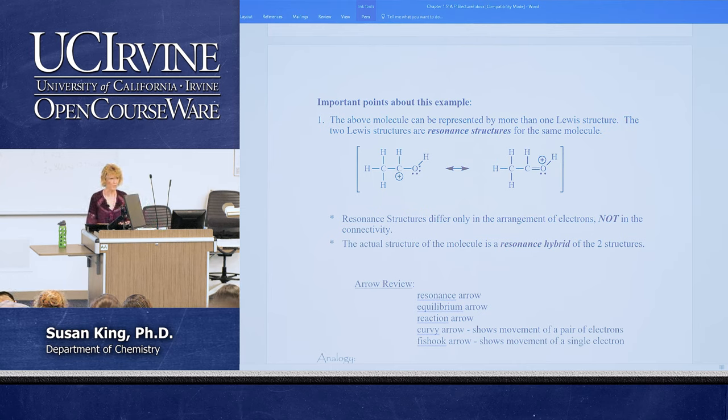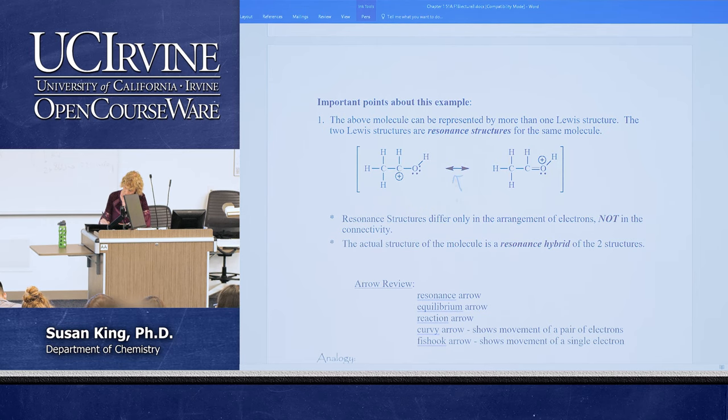All right, so we can represent this above molecule by more than one Lewis structure. If I gave you this molecule and asked you to draw the Lewis structure on the test, you would get credit for either one of those structures. They would both be correct. Resonance structures differ only in the arrangement of electrons, not in connectivity. So when we draw resonance structures, we don't want to be moving around atoms. Atoms stay exactly where they are. We only move electrons. Okay?